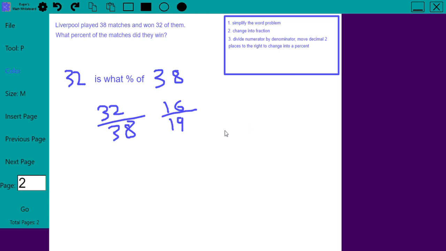Alright, and now we're going to divide our numerator by our denominator, since we already simplified it. So 16 divided by 19. Alright, we're going to need to put a decimal here since we're dividing a smaller number by a bigger number. And we're going to put a decimal here for our answer. I'm going to go ahead and put 0 so I can solve. How many times does 19 go into 160? 19 goes into 160 8 times. 19 times 8 gives me 152.